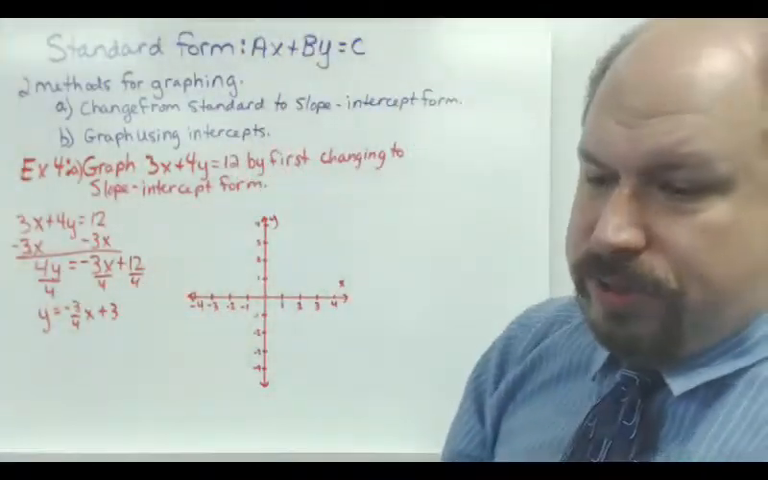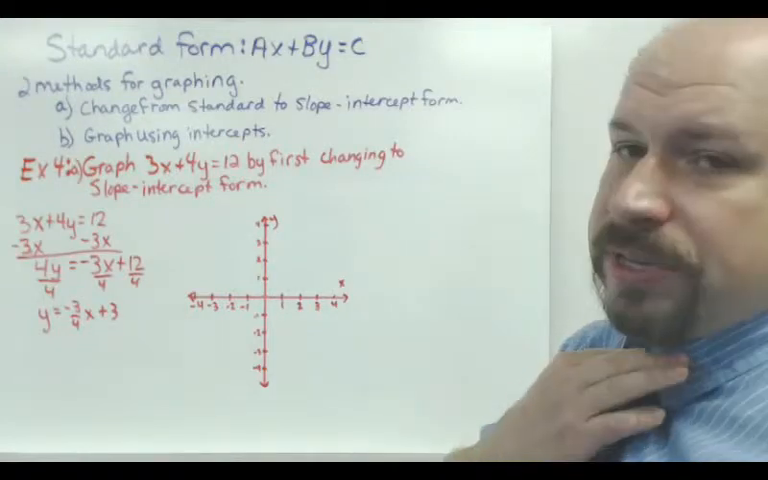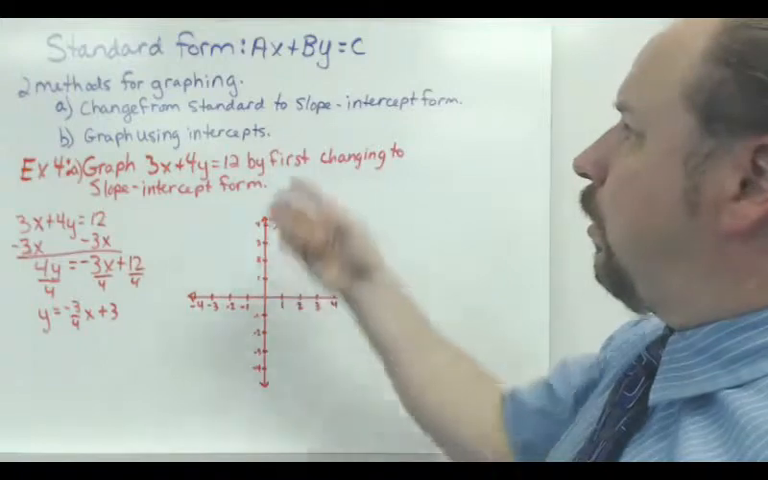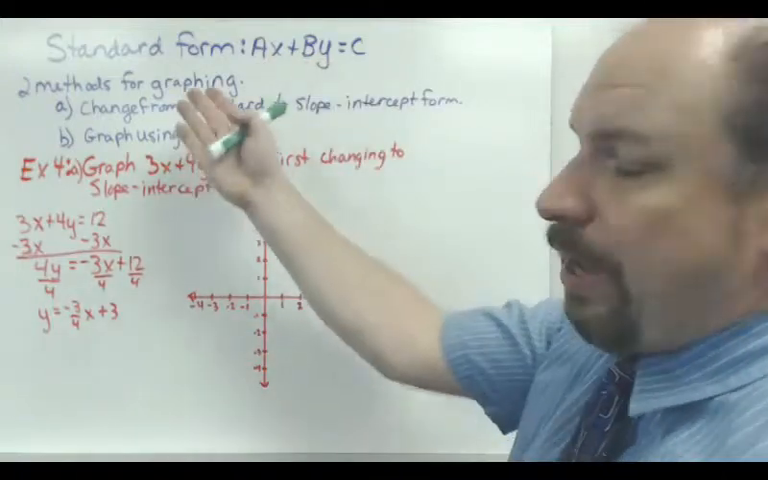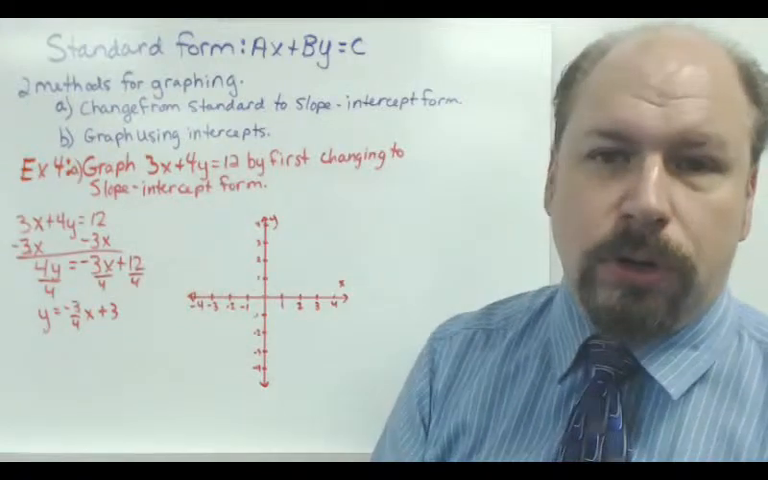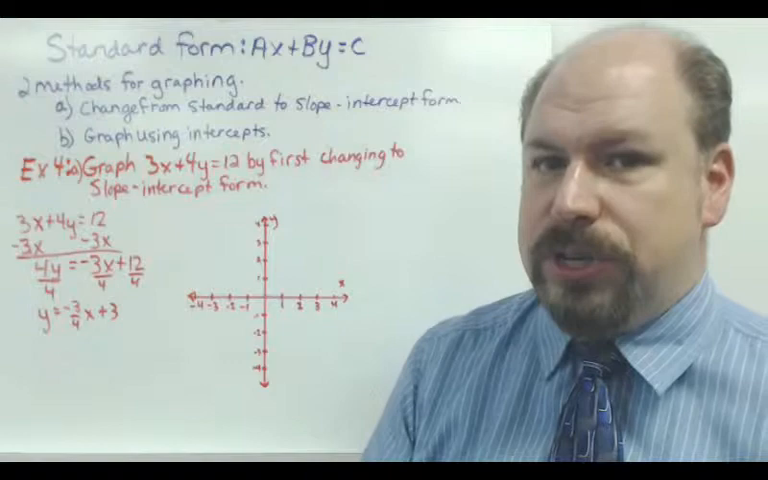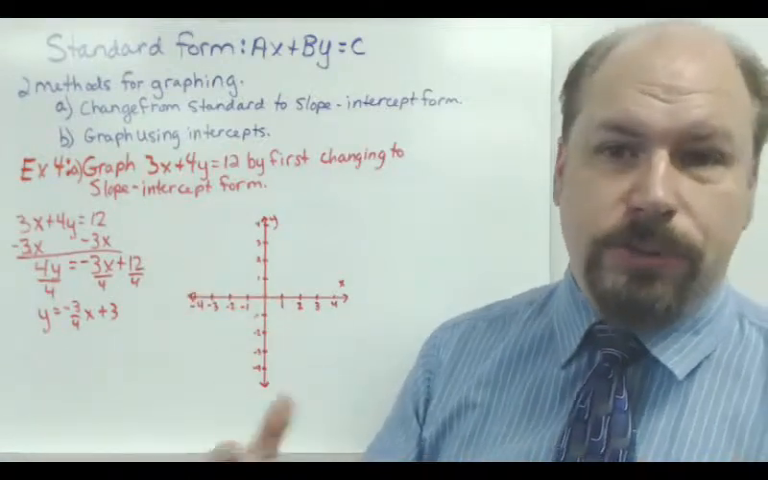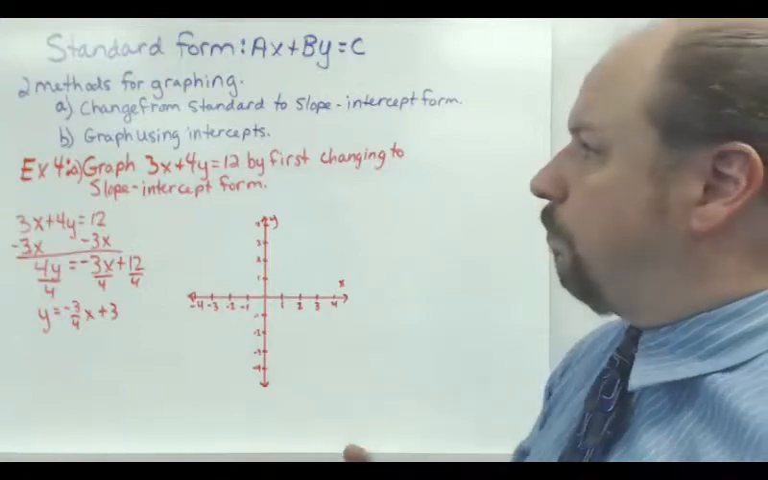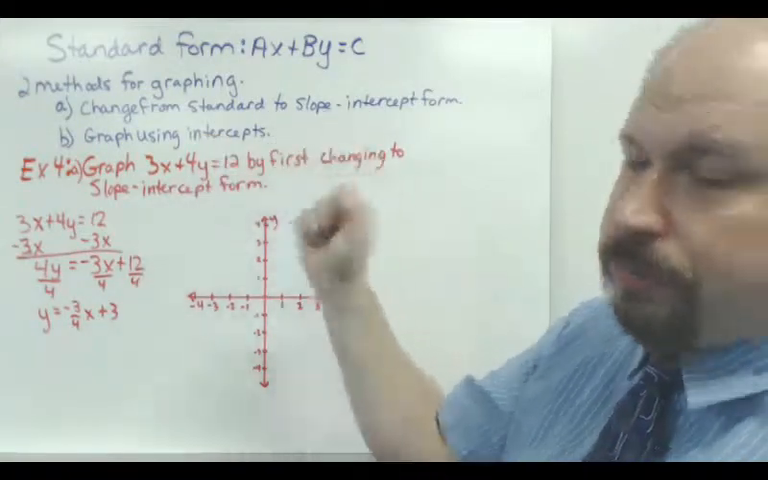Okay, so that was slope-intercept form. Now we're going to take a look at standard form. Standard form is a different form of a line. It is written as ax plus by equals c. We have two different methods that we can use for graphing a line in standard form. The first one is simply to change our equation, just manipulate it algebraically so that it's in slope-intercept form.